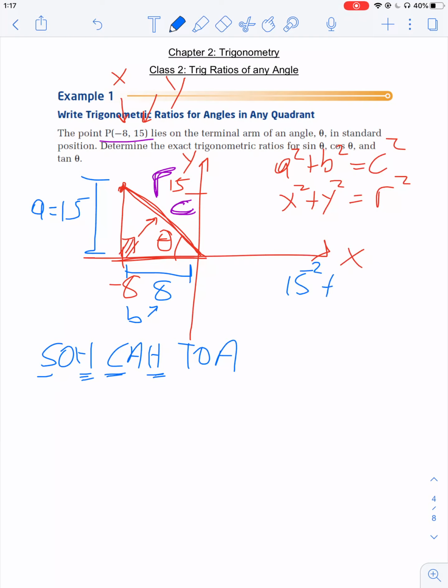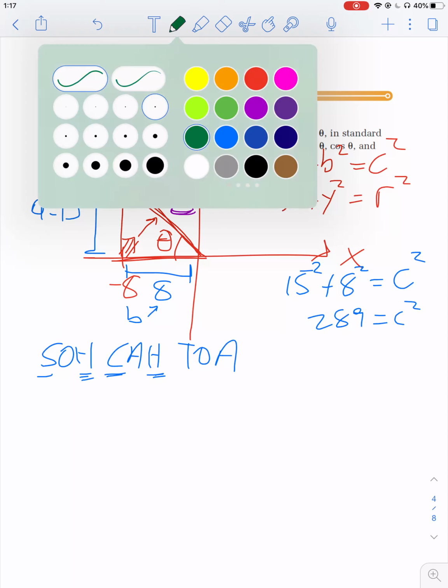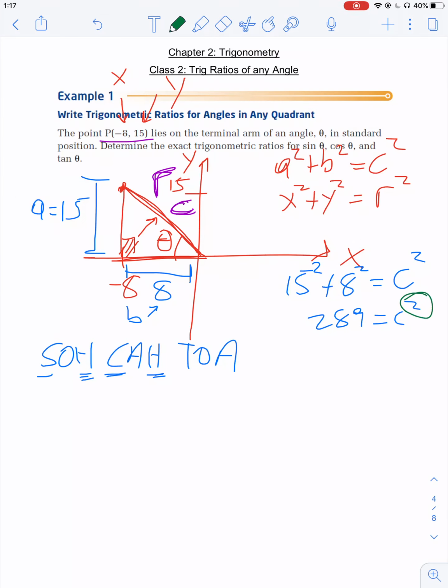So using that, 15 squared plus 8 squared is equal to c squared, right? Now, if you expand that, 15 squared plus 8 squared is 289, which equals c squared. But I'm not interested in the c squared value, I'm interested in the c value. That means I need to get rid of this squared, so I have to take the inverse. The inverse of squared is square root. So c will equal, I think, 17. So the square root of 289 is 17, okay?